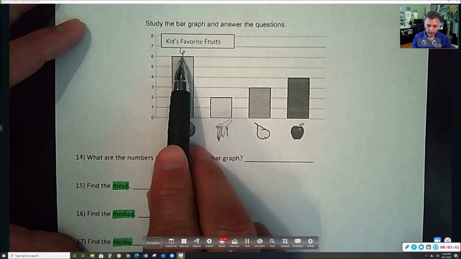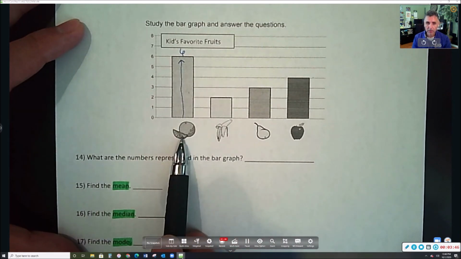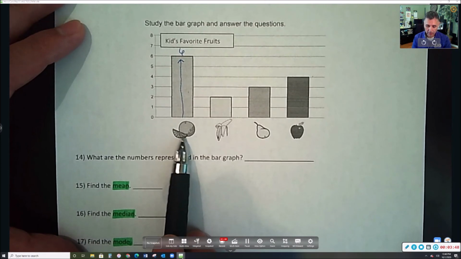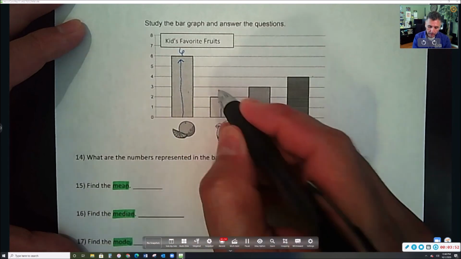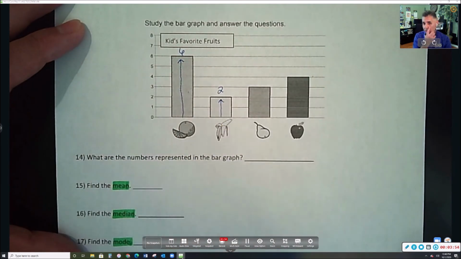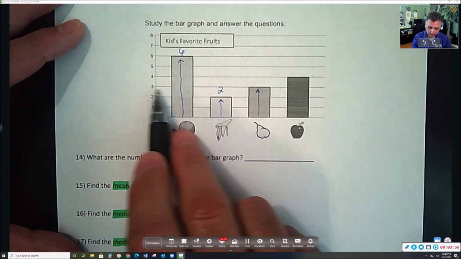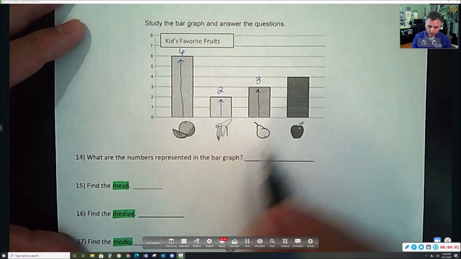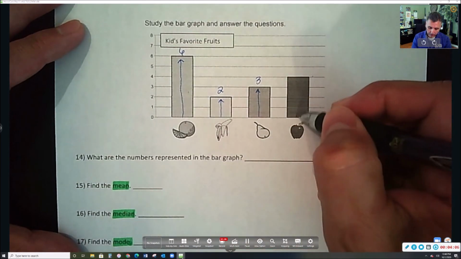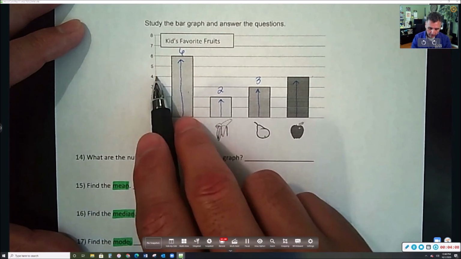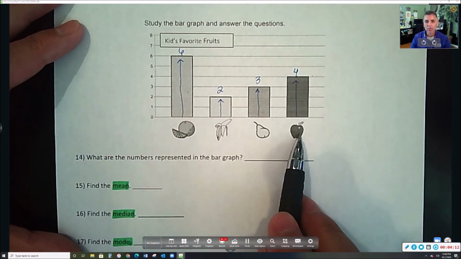So I know for this kids' favorite fruit, 6 kids chose oranges. That's an orange. Right? This one goes all the way up to 2. So I know 2 kids chose bananas. This one goes all the way up to 3. So 3 kids chose a pear. And then this one goes all the way up to 4. So 4 kids chose apples.